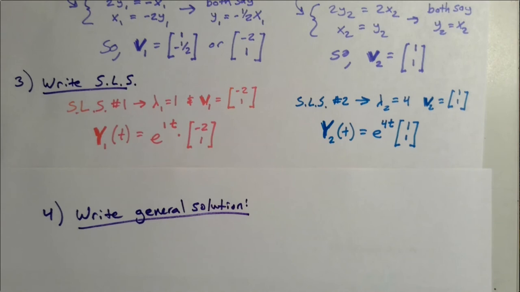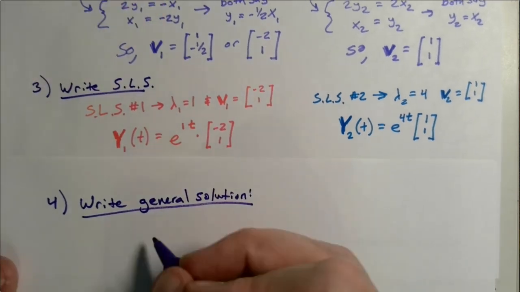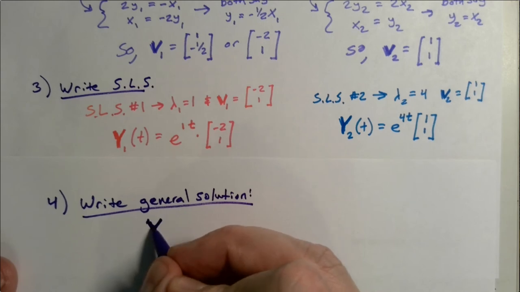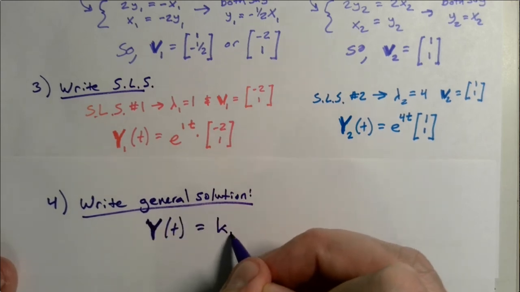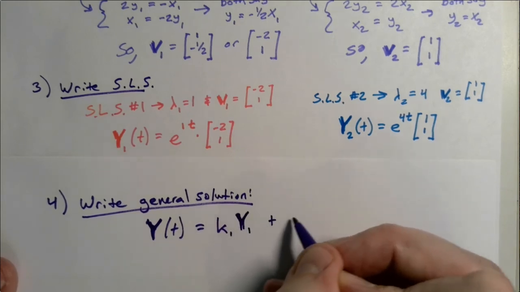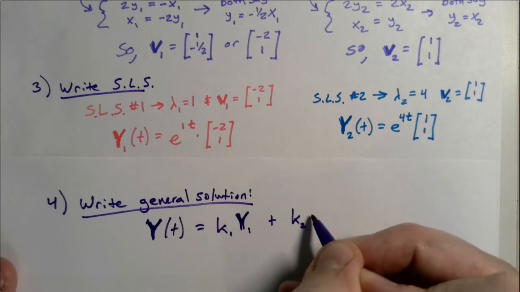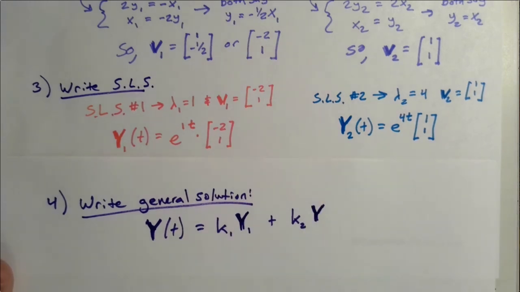And so the general solution is a combination of those straight line solutions. You can think of it as big Y of t is what you get when you stick a constant in front of y1 plus a different constant in front of y2, your two straight line solutions. And so that's what we're going to do.